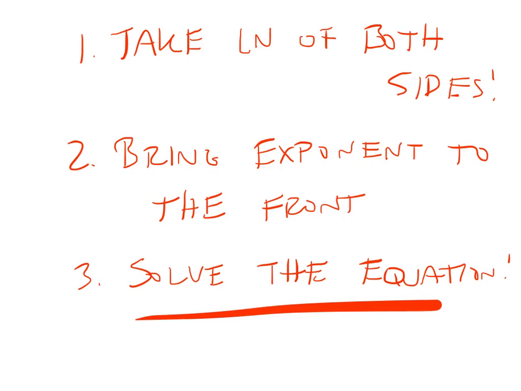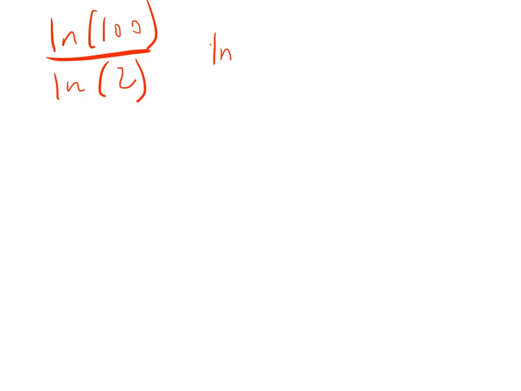Okay, one quick thing I want to say before I go is I want to talk about entering into the calculator. Let's say we have the natural log of 100 divided by the natural log of 2. I would enter in the natural log, and it gives me an open parenthesis of 100. What I need to make sure I do is close that parenthesis, and then divide that by the natural log of 2. So this is what your equation needs to look like when you enter it in the calculator.